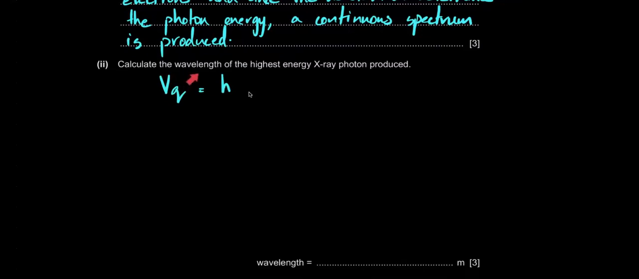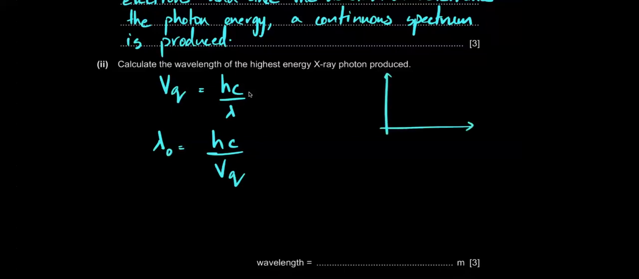But if you write it in terms of the wavelength, because that is what is asked, this is going to be hc upon lambda. So if I need to calculate lambda, this is simply going to be hc upon Vq, right? This wavelength of the highest energy is actually called the cutoff wavelength. And you might also recall this from the diagram that you might have seen in your book. This is how the graph for the energy and the wavelength vary. I think maybe there's energy or intensity on this axis. So this intercept is called lambda naught. This is also called the cutoff wavelength.